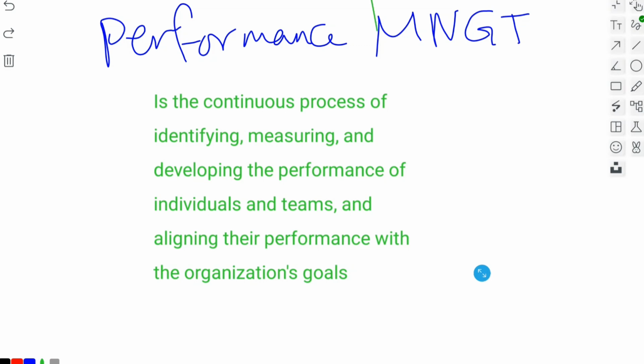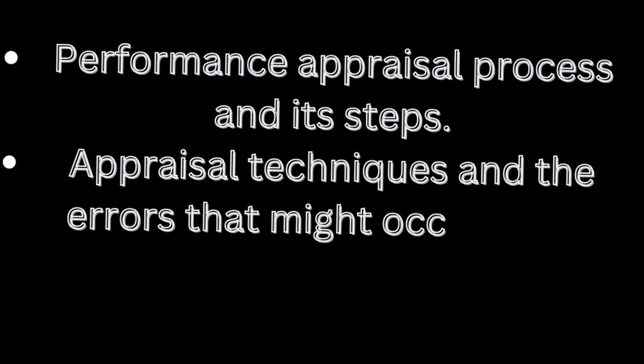So to summarize, I have talked about performance appraisal and the process steps. I also talked about appraisal techniques and the errors that might occur in the appraisal process. Lastly, I defined performance management in general.